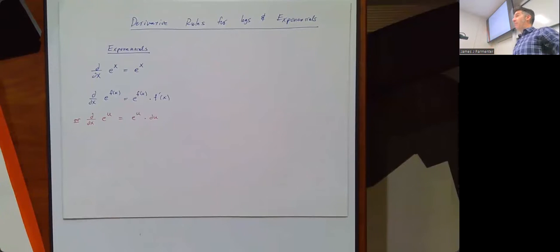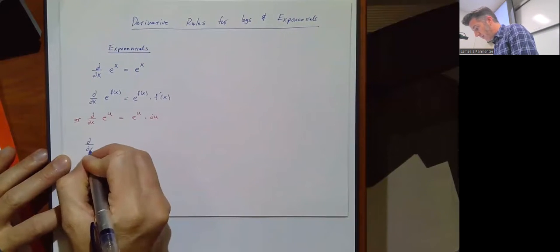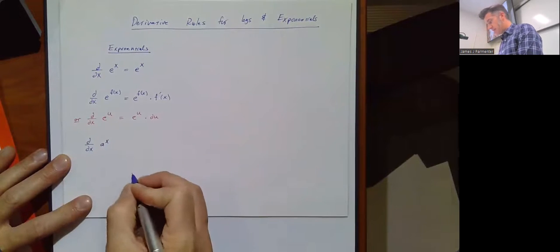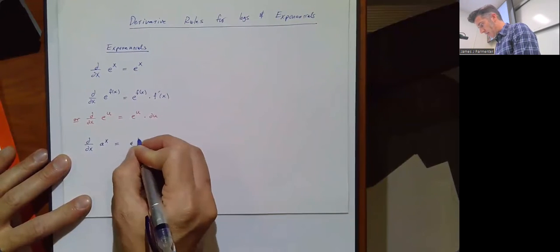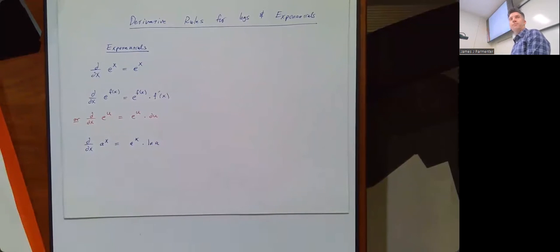All right, so that's the nice version of the exponential derivative formula, where your base is wonderful e, but then your base might not be e. Your base might be a different number. So if your base is a different number, the derivative of, say, a to the x is a to the x times the natural log of a.